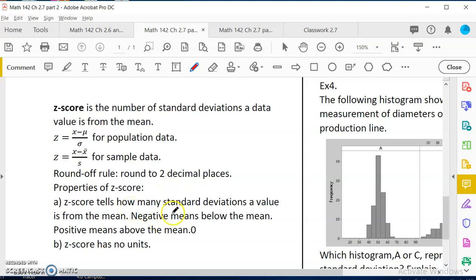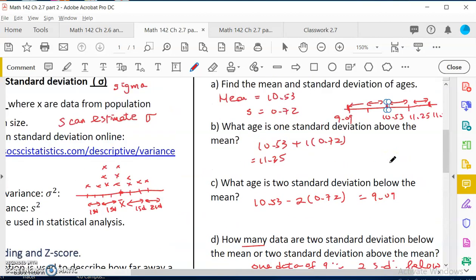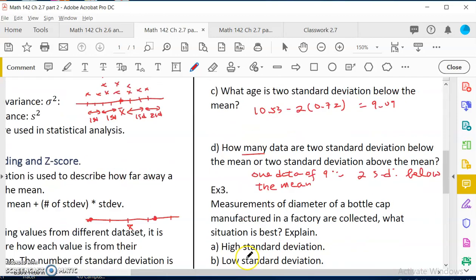So z-score tells us how many standard deviations away a data value is from the mean. Negative means it's below the mean. Positive means it is above the mean. And z-score has no units. It's a tick mark. Okay, how many tick marks it is from the mean. So let's do an example. What is this example?